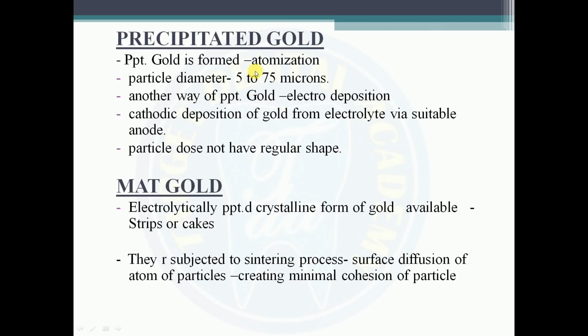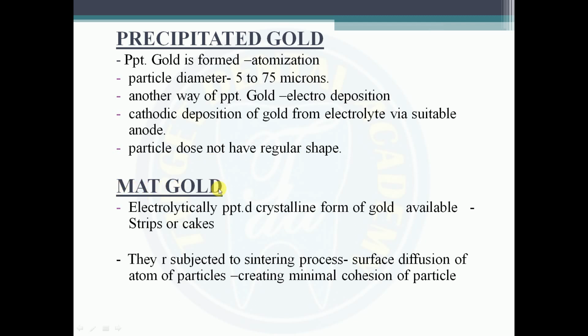Coming on to the precipitated gold. Precipitated gold is formed by atomization. Particle diameter ranges from 5 to 75 microns. Another way of precipitating gold is electrodeposition, the cathodic deposition of gold from an electrolyte via a suitable anode. The particles do not have a regular shape.